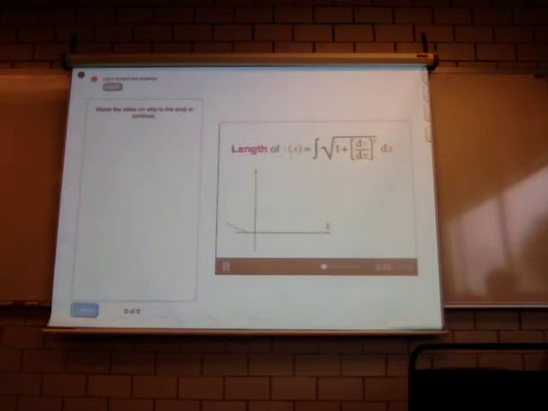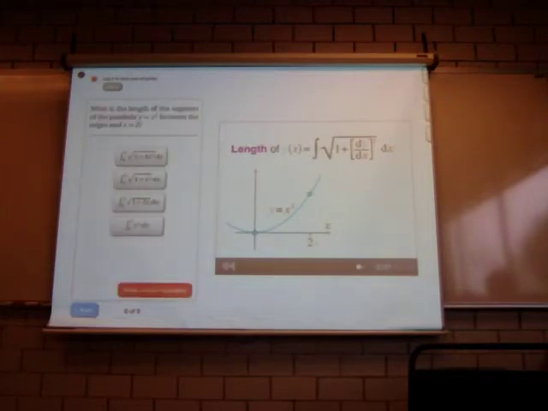Let's go back to that parabola from the beginning, y equals x squared. Using this formula, can you find an expression for the length of this curve between the origin and when x equals 2?